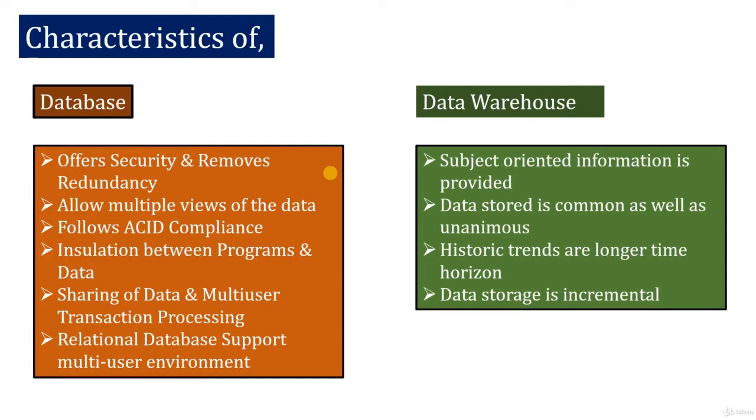What is the third characteristic of a database? It follows ACID compliance. What is ACID compliance? ACID is nothing but atomicity, consistency, isolation, and durability. Let's understand each one of them.